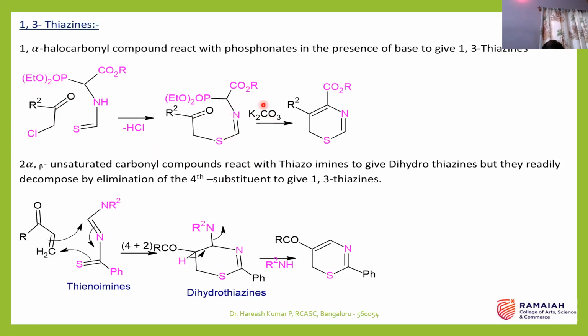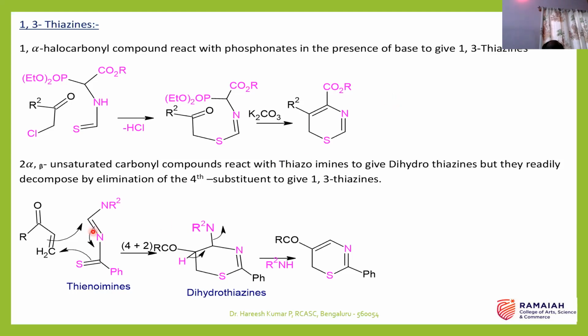On treatment with base, there will be a new bond formation between this carbon and this carbon, more particularly a double bond. Wherever there is a phosphorus, you can expect a double bond formation. So the obtained compound is the 1,3 thiazine.